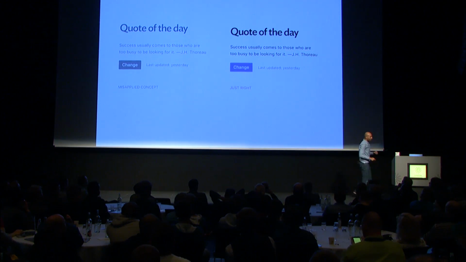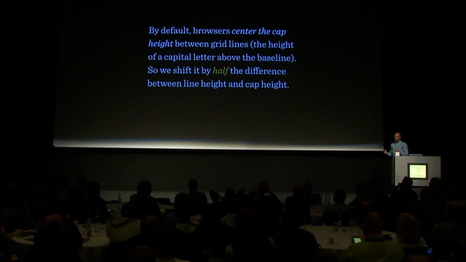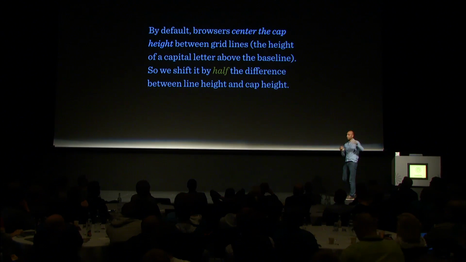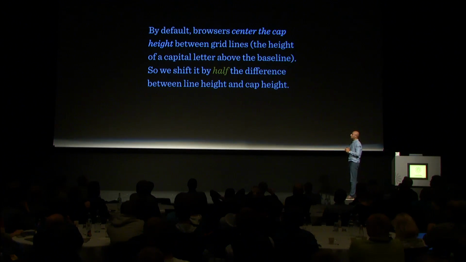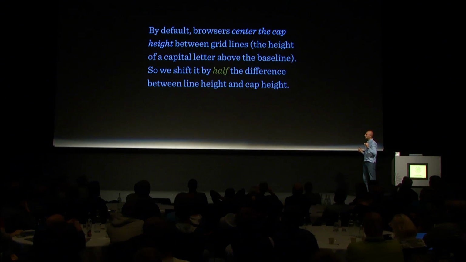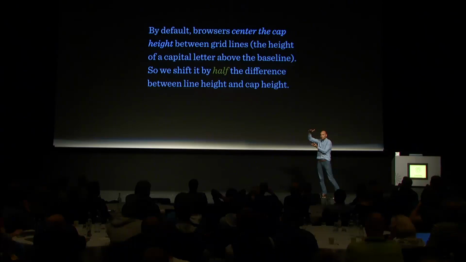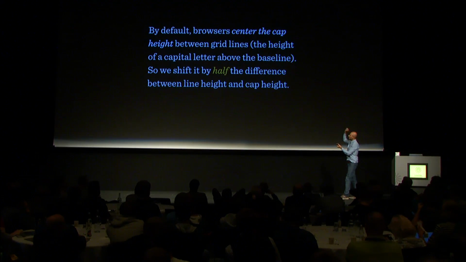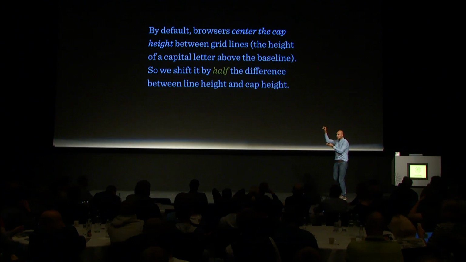In that case, this is what we can do. By default, how does it work? By default, browsers center the cap height, as they define it, between the grid lines. The cap height is the height of a capital letter above the baseline. Again, baseline is where the text sits. So we can shift it by half the difference between line height and cap height. Why? Because the text sits right between those lines. So if we take half of that difference and remove it, then we actually have the text sitting right on the baseline.